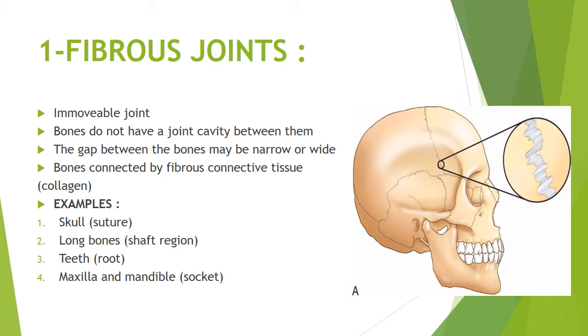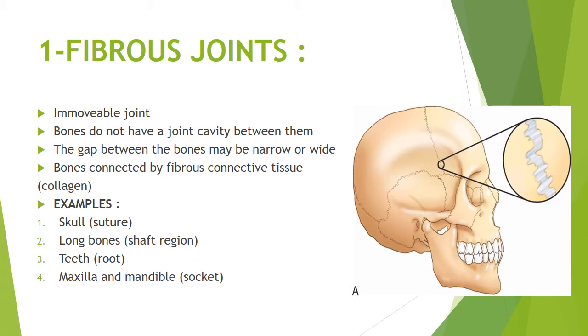What are fibrous connective tissues? Basically, fibrous connective tissue is composed of parallel bundles of collagen fibers. So the fibrous joint doesn't have a joint cavity as well. That's why it doesn't allow any type of movement. And the gap between the two bones may be narrow or wide.